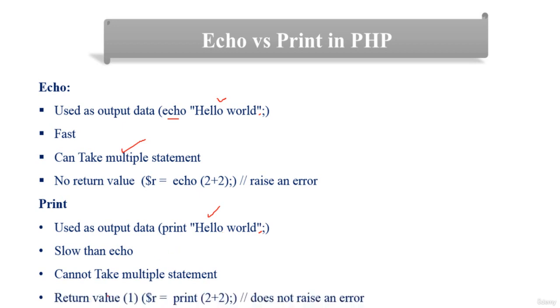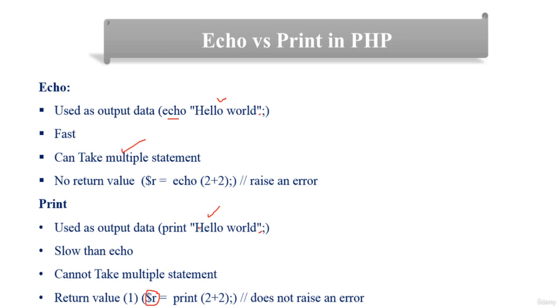It will return the value 1 when you print 2 plus 2 or any other arithmetic expression and assign that value to a variable, so it will get that value. In this case, this variable will store 4, but with echo it will not store 4 and will raise an error because it did not return any value.